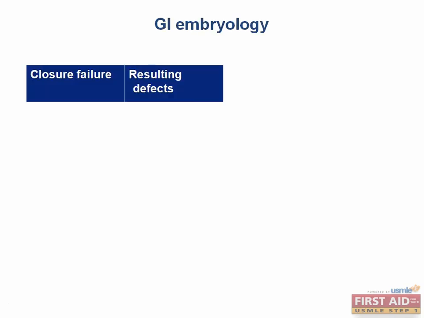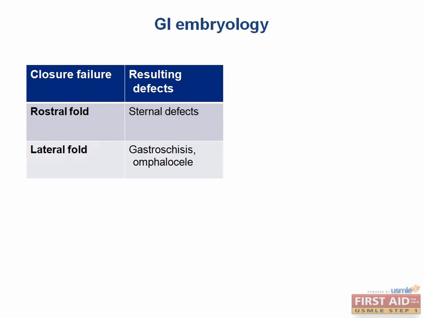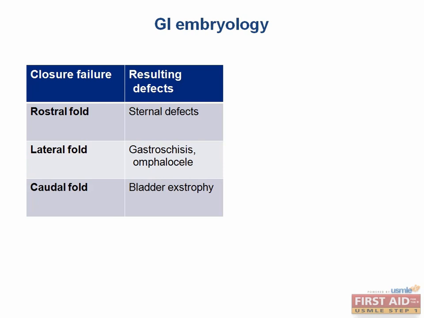Interesting pathologies can result when there are developmental defects. There are a number of developmental defects of the anterior abdominal wall. What are some examples? Well, let's go over some examples of anterior abdominal wall defects in this table. First, rostral fold closure results in sternal defects. Second, incomplete lateral fold closure can result in omphalocele and gastroschisis, which we will discuss more in a moment. Lastly, inappropriate caudal fold closure results in bladder exstrophy with part of the bladder outside the abdominal wall.